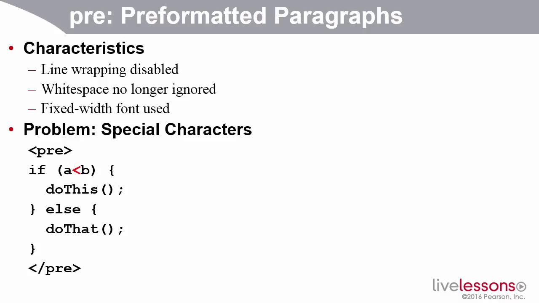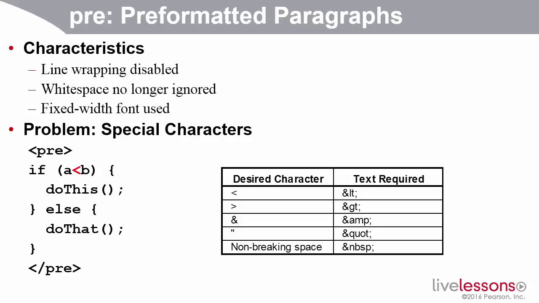So if you want to display a less than sign to the end user, but not have it treated as a less than sign for HTML code, you have to use some special character entities. So ampersand LT semicolon means draw a less than sign, but don't treat it as part of an HTML tag. Ampersand GT semicolon, LT for less than, GT for greater than, draws a greater than sign. You can draw an ampersand. You can draw a double quote. And non-breaking spaces are quite useful.